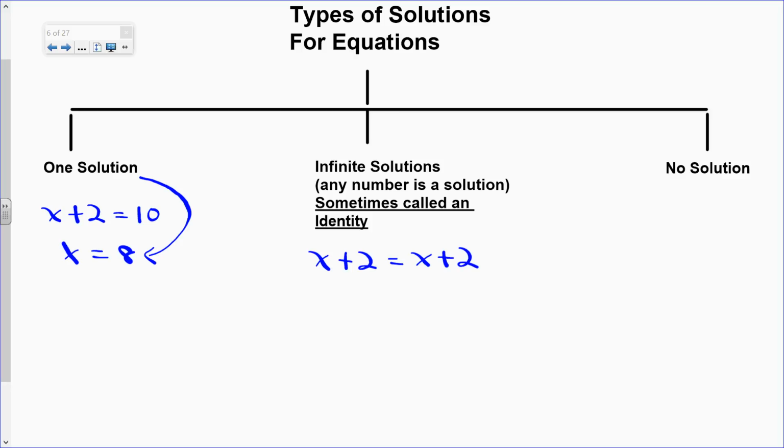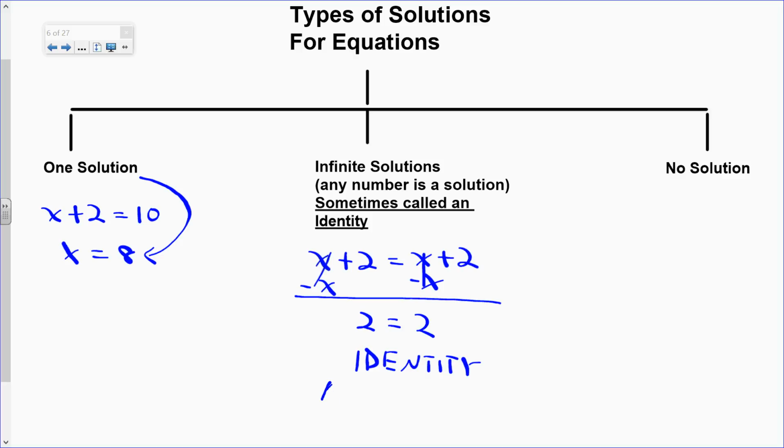But let's just say you didn't recognize the left and right side were the same and you want to get x by itself. Okay, let's see what happens. Let's subtract x from both sides to get x on one side, because right now x is on both sides. Look what ends up happening. 2 is equal to 2. You end up with this statement that's true. The variables cancel out. This is called an identity. So we're going to write identity, which means all real numbers are solutions.